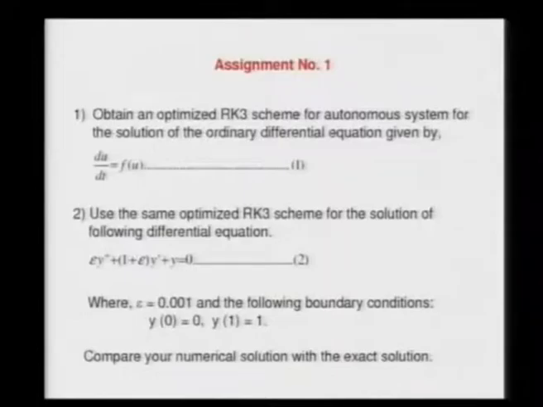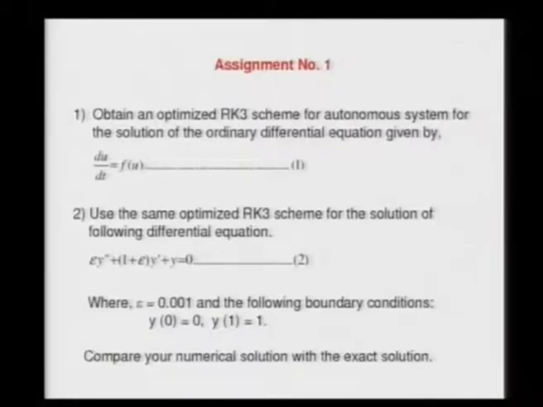This is our 22nd meeting, and today we are assembled here to discuss the first assignment, which has two parts. In the first part, you are asked to obtain an optimized three-stage Runge-Kutta scheme for an autonomous system for the solution of the ordinary differential equation as given by equation 1. Please note that autonomous equation implies that the right hand side of 1 is not an explicit function of time. That is the definition of an autonomous system.